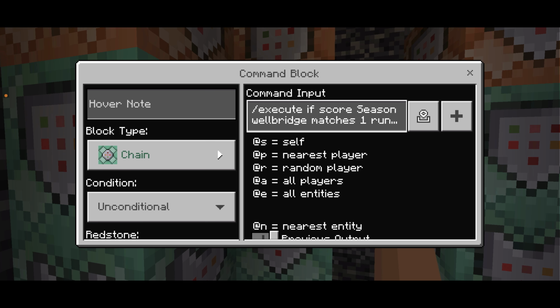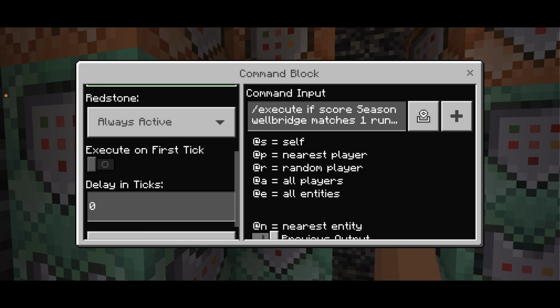And I do write them down because I don't want to use the bandwidth for my brain when I'm building it. I just want to know. So, on the top of the pairs, they're always going to be this. Chain, unconditional, always active. Okay, so this first one, and of course there's no delay.